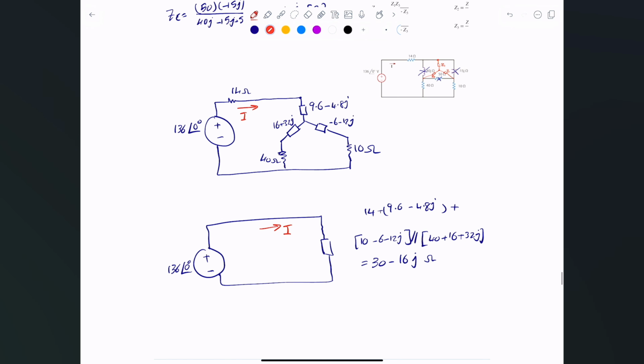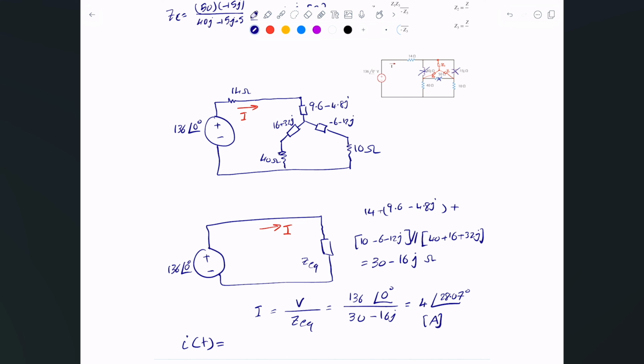Ohm's law in the phasor domain tells me simply that if you want I, you need to do V divided by the Z equivalent. This is the Z equivalent that we have in here. So that's 136 at angle 0, divided by 30 minus 16j ohms, and the answer will be 4 at an angle of 28.07 degrees, in amps. Of course, we can figure out the actual i(t), which will be simply 4 cosine of omega t, since omega wasn't given to us, plus 28.07 degrees, in amps.